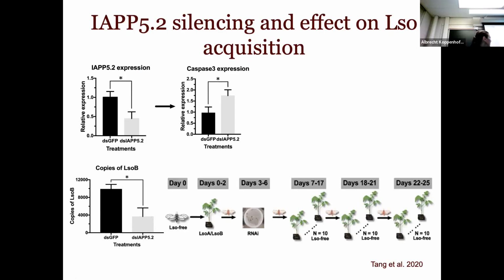So the experimental setup that we did is we have uninfected insects. First we infect them, then we induce silencing by RNAi, and then we transfer the insects to uninfected plants regularly to see if we can decrease transmission.